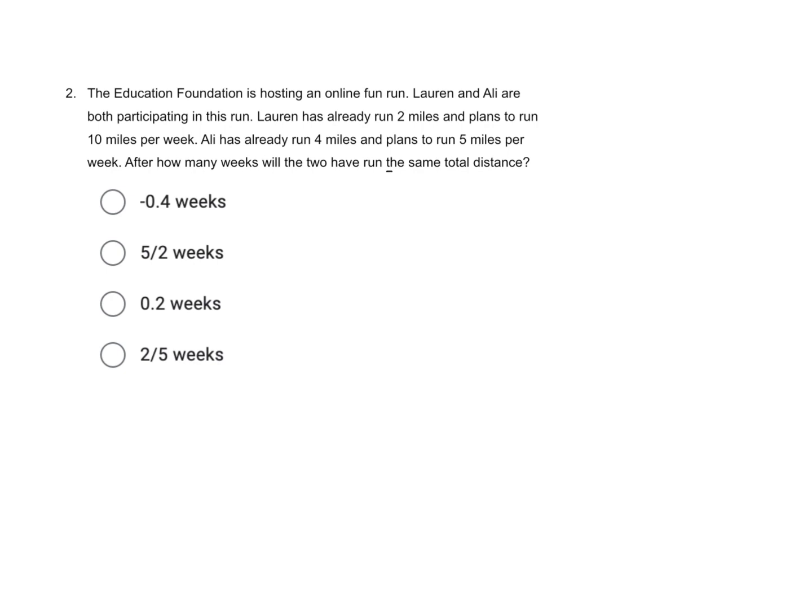So when it says we want them to have the same total distance, that means we want Lauren to be equal to Allie. Now that we've identified our overall structure of this equation, we're going to focus on each runner individually. So let's start with Lauren. Lauren already ran 2 miles, so that's our constant. And she's running 10 miles per week. That per week lets us know that's our coefficient. So altogether that would be 10 times x plus 2 for Lauren. We want these two to be equal, so we can go ahead and place that equal sign there.